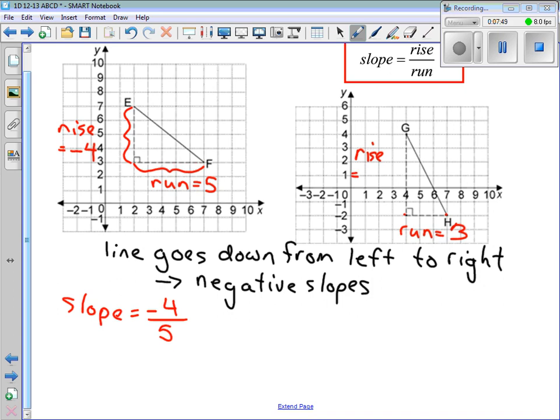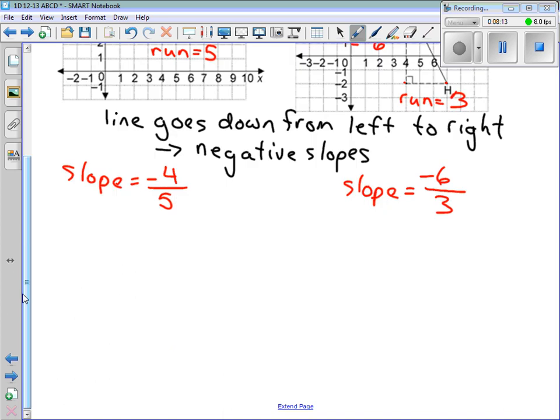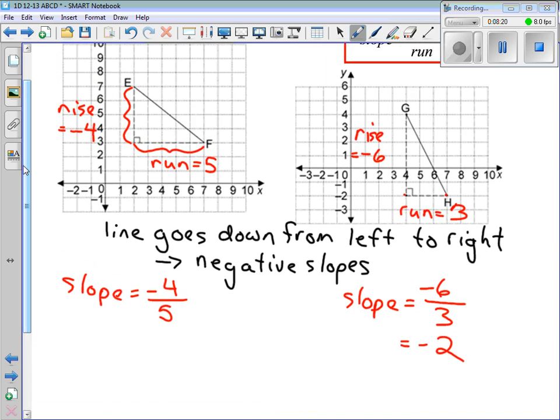Here's the tricky part. What is the rise here? How much is this thing going up by as we go from left to right? Well, it's not going up. It's going down. So our rise has to be negative. Negative, let's see, 1, 2, 3, 4, 5, negative 6, I think. So our slope over here is going to be rise over run, negative 6 divided by 3, or negative 2.